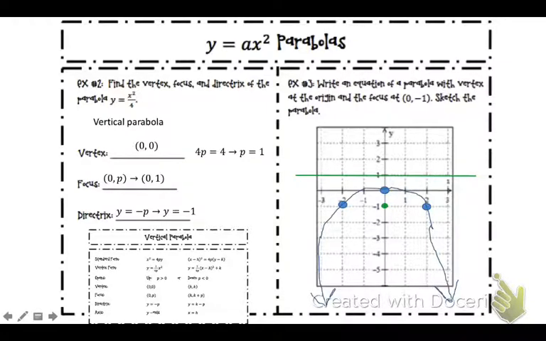Then to write an equation of this, p equals -1 because it went down 1. So that's going to be y equals 1 over 4 times -1 x squared, which is y equals -1/4 x squared. Okay?